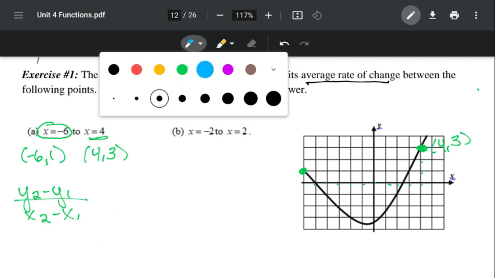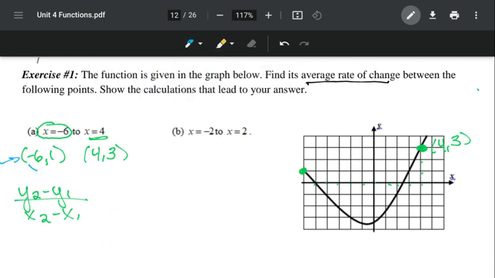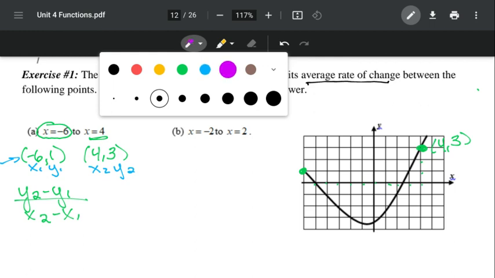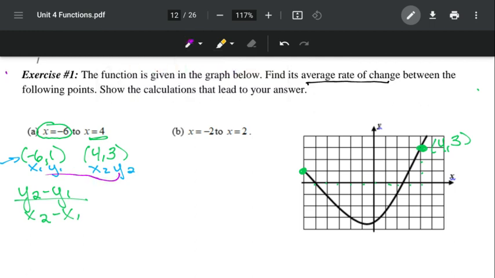So now what we're going to do is write down our formula, y2 minus y1 over x2 minus x1. And let's name them. This right here is our first point, so this is going to be x1 and y1. And then the next one's our second point, so that's going to be called x2 and y2. So take a sec, pause this if you need to, and plug the numbers into the formula. So y2 goes in here, y1 goes in there. So we have 3 minus 1 over x2 minus x1, 4 minus negative 6.